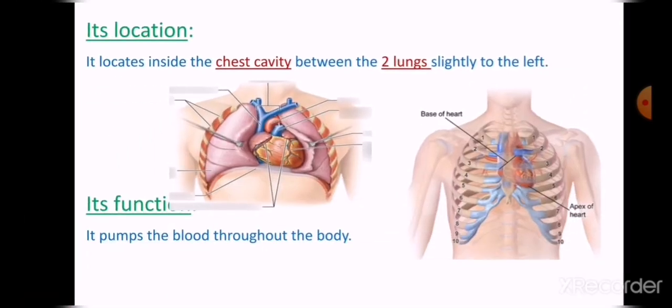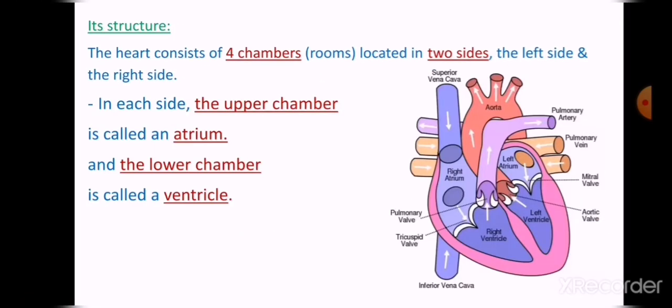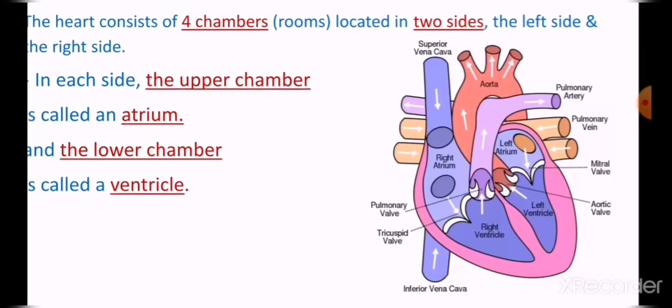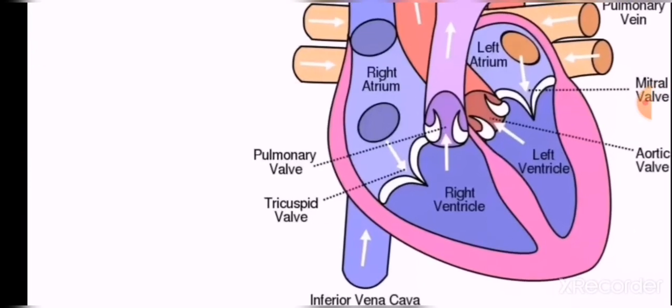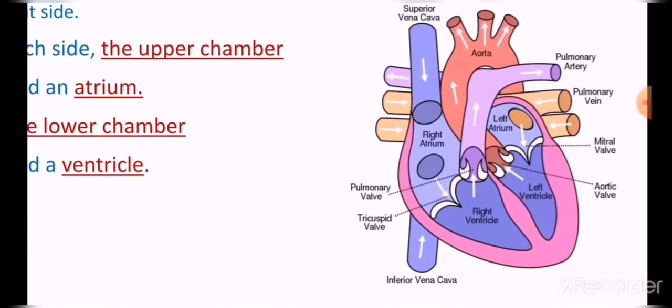Now, its structure, or the structure of the heart. The heart consists of 4 chambers. Chambers means rooms. Look at this picture of the heart. The heart consists of 4 chambers.